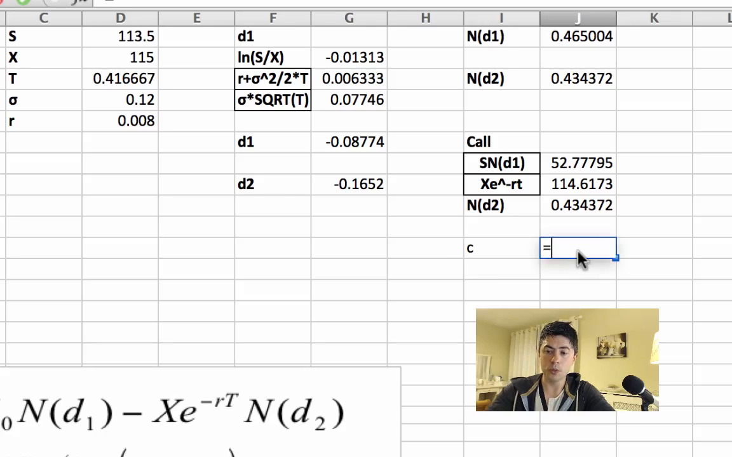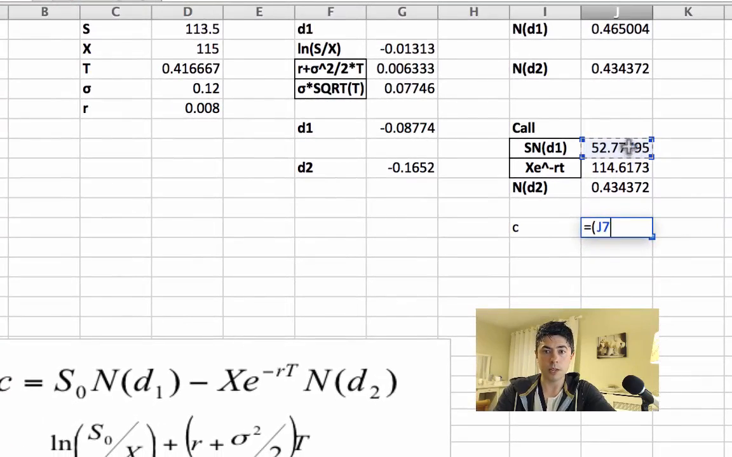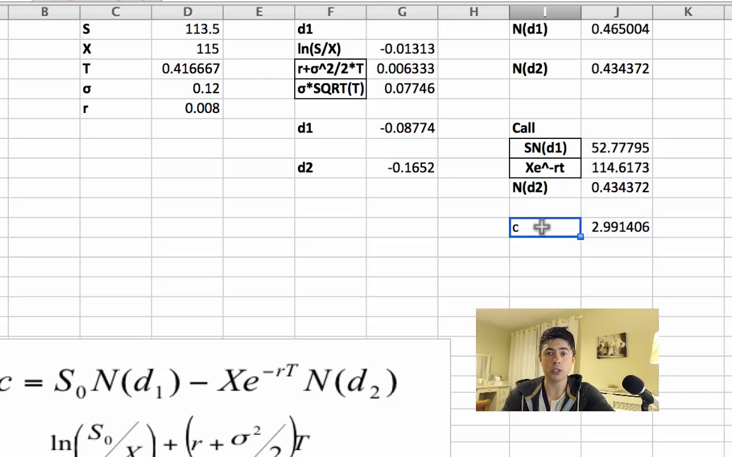So I'm just going to work through this value minus this by ND2. And the price of a call option is $2.99. So now that we've found the price of a call option, the price of a put option is quite straightforward.